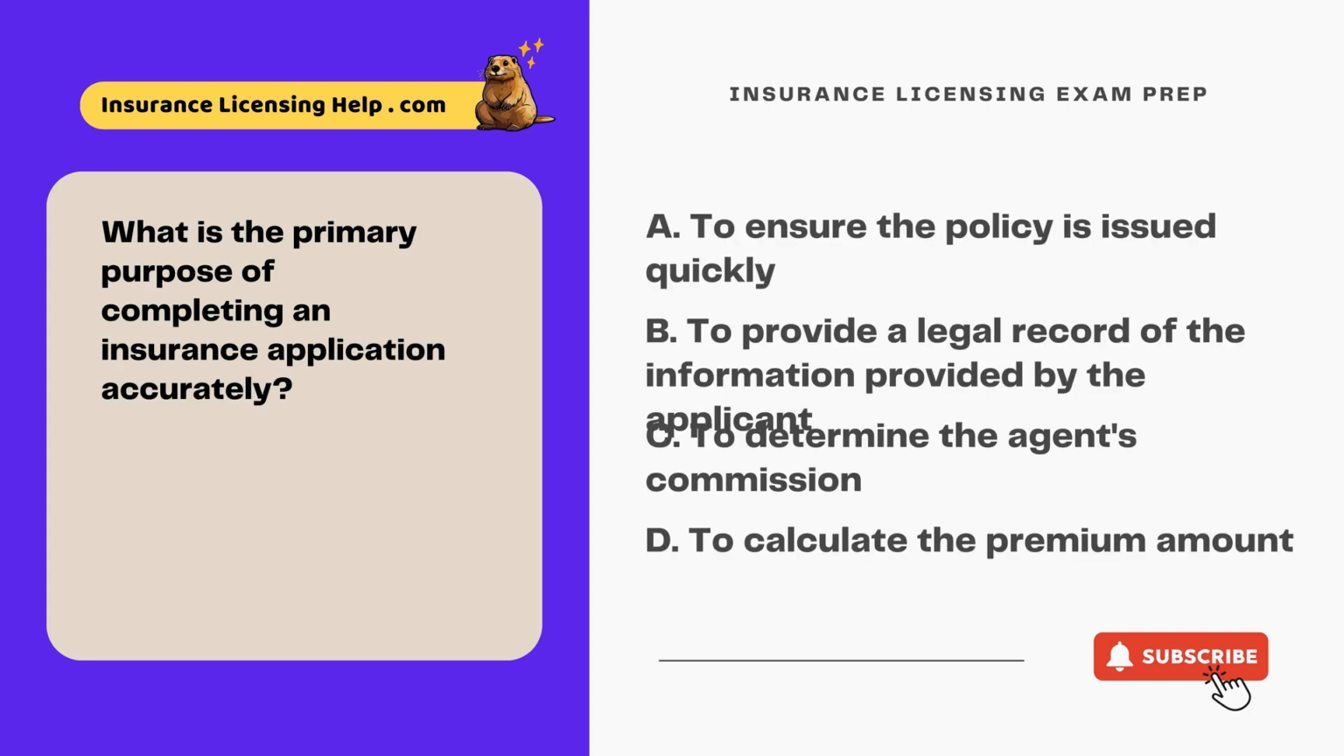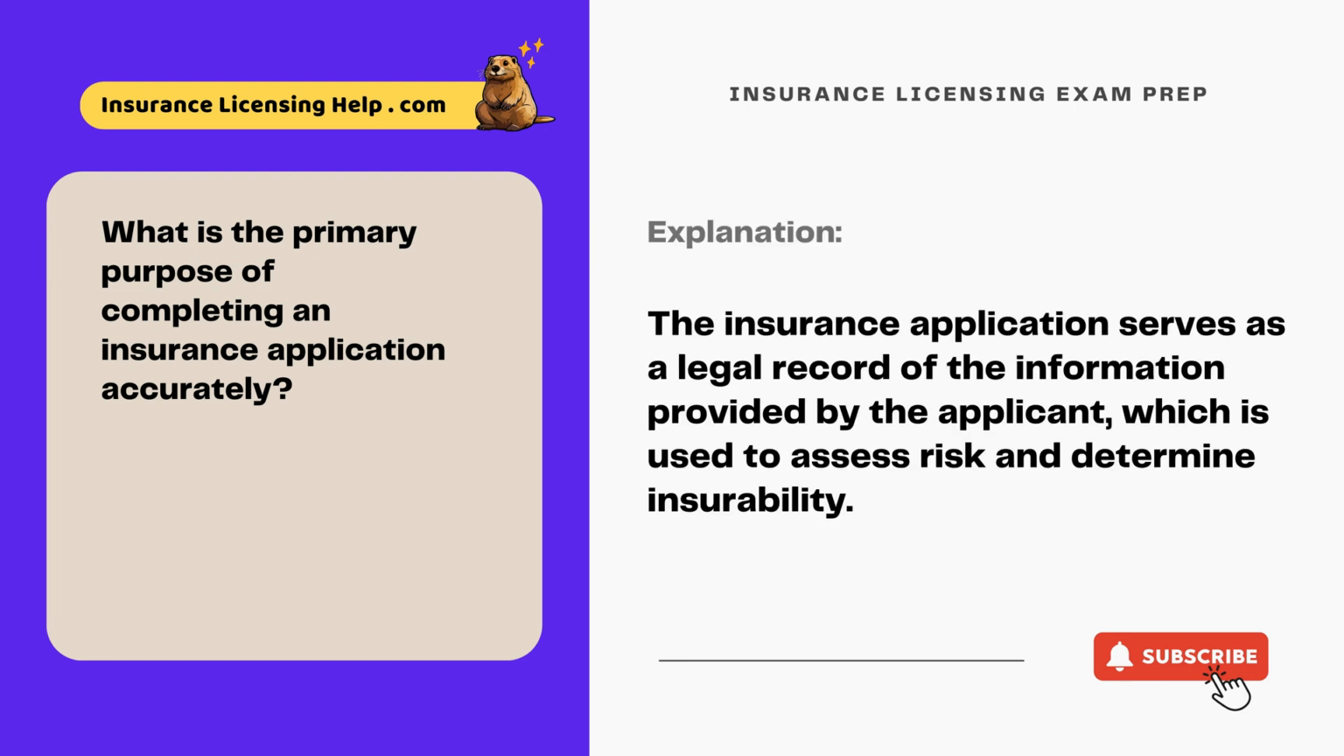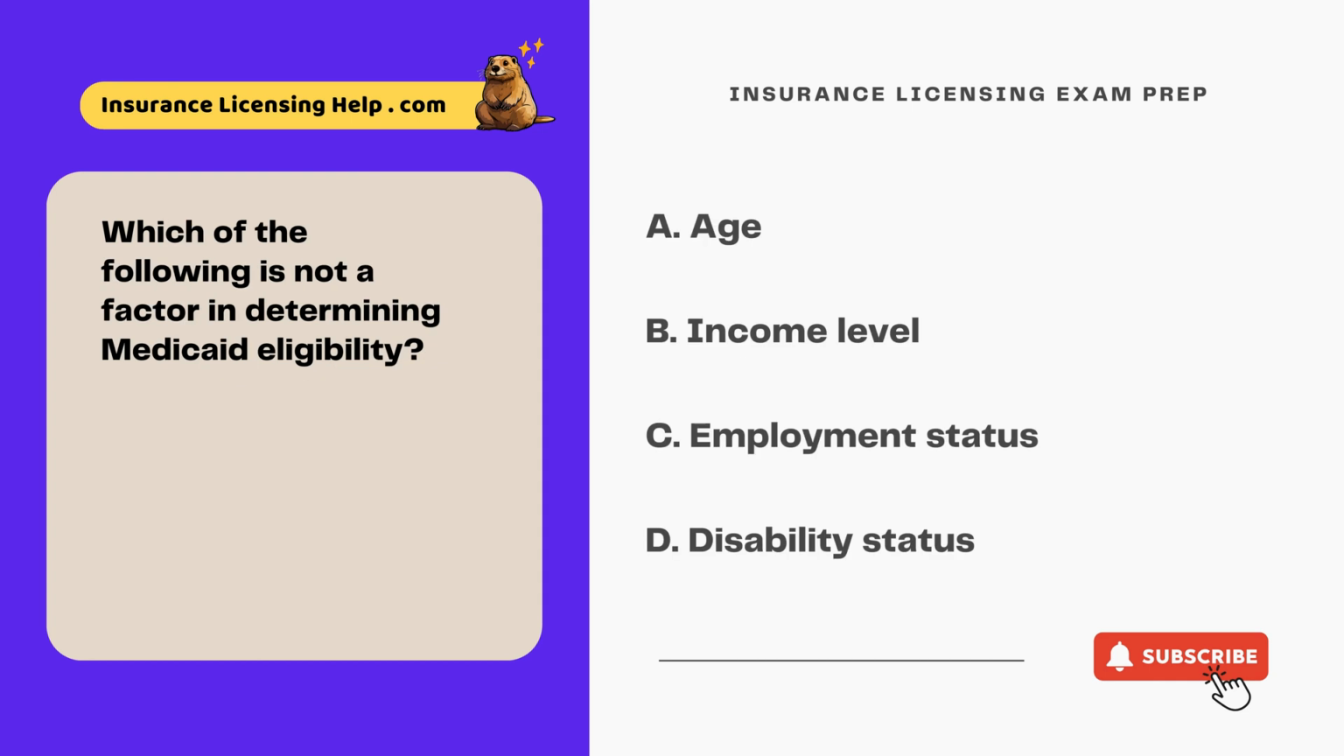What is the primary purpose of completing an insurance application accurately? A. To ensure the policy is issued quickly. B. To provide a legal record of the information provided by the applicant. C. To determine the agent's commission. D. To calculate the premium amount. The correct answer is B. To provide a legal record of the information provided by the applicant. The insurance application serves as a legal record of the information provided by the applicant, which is used to assess risk and determine insurability.